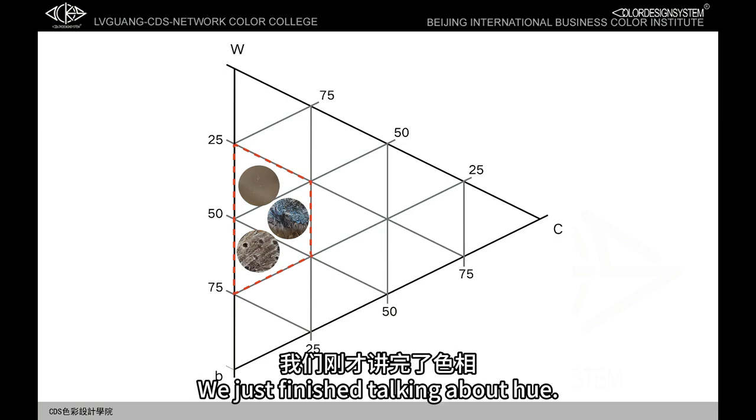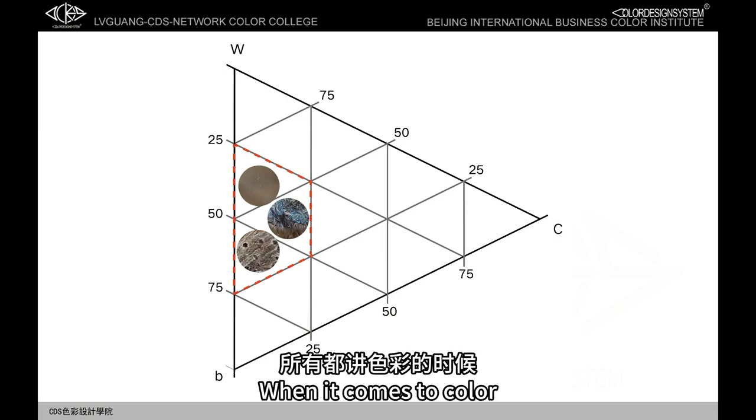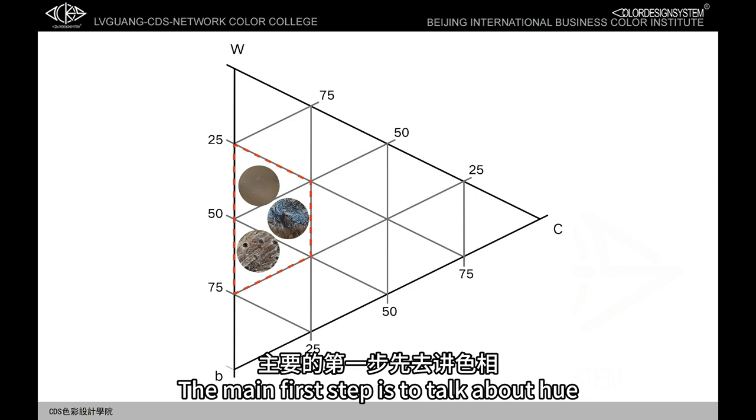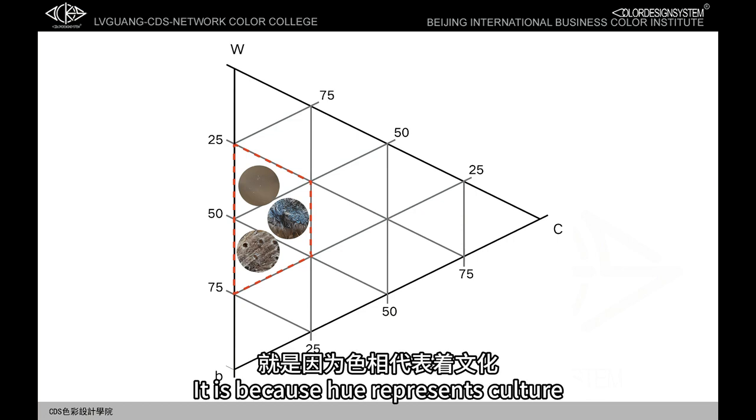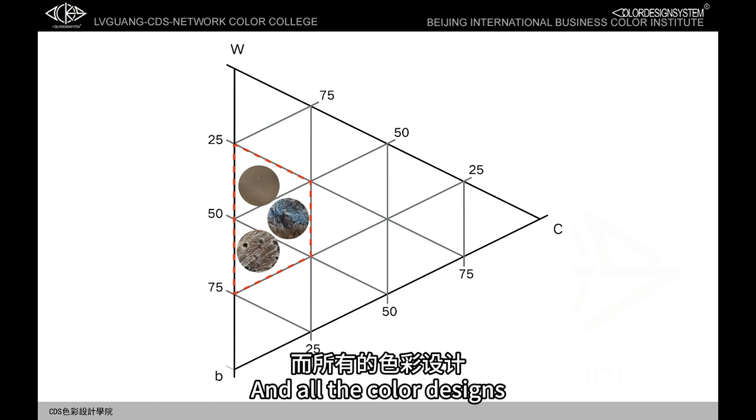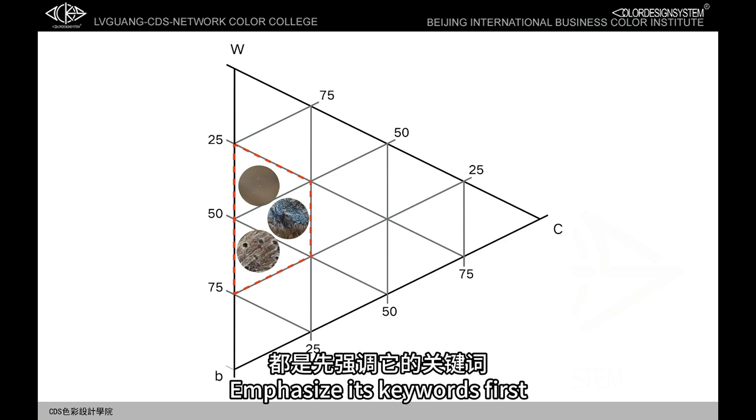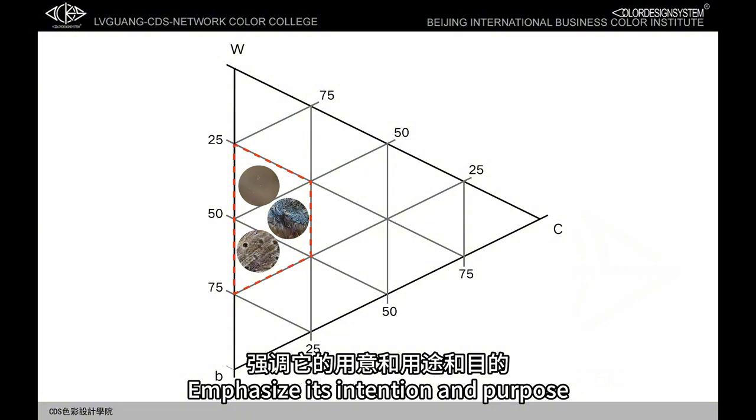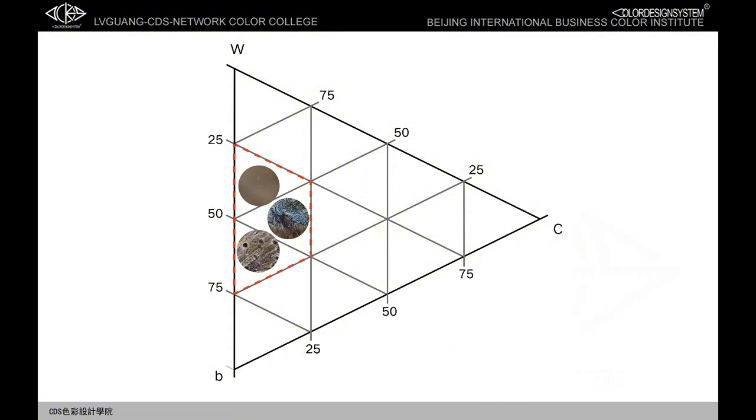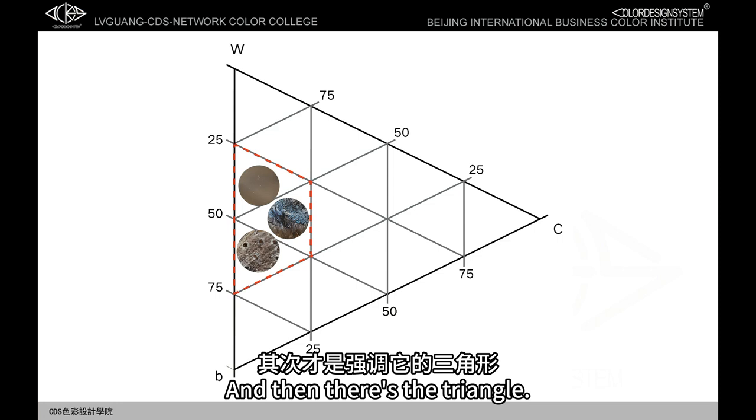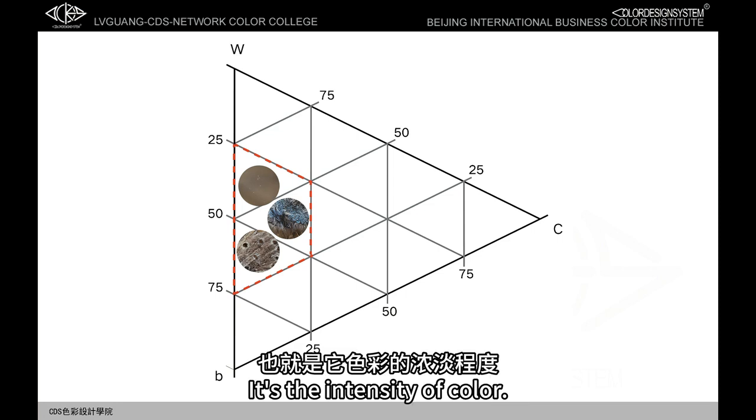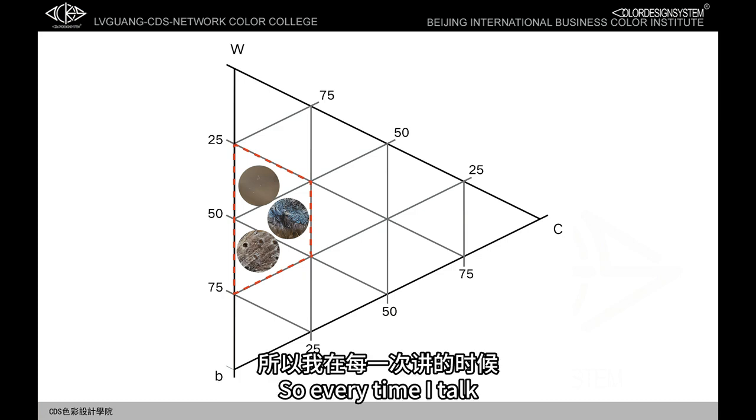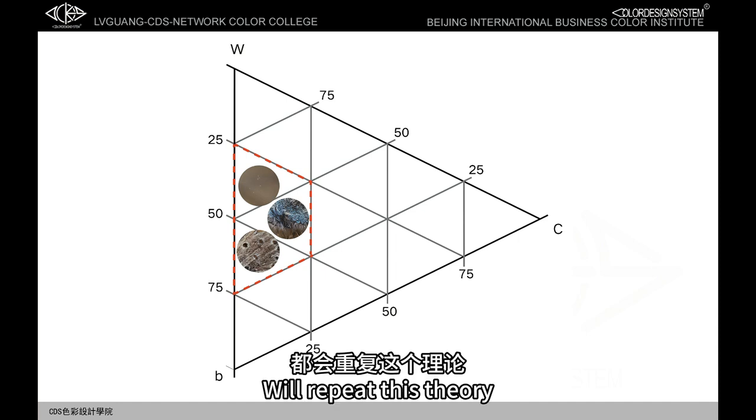We just finished talking about hue. When it comes to color, in the CDS color system, the first step is to talk about hue. Why is that? It is because hue represents culture, and all color designs emphasize its keywords first, emphasize its theme, its intention and purpose. So culture comes first. And then there's the triangle. It's the intensity of color. What's that? It's the intensity of the culture. So every time I talk, we'll repeat this theory.